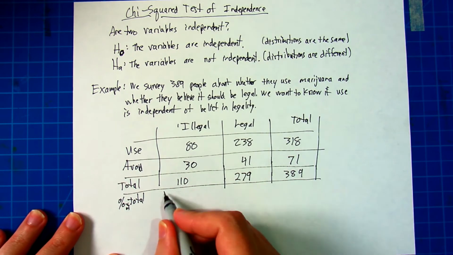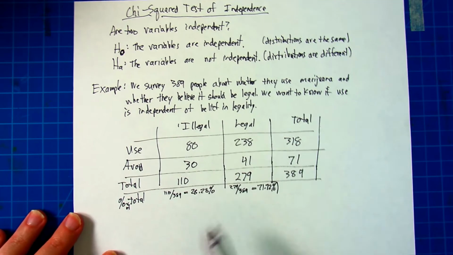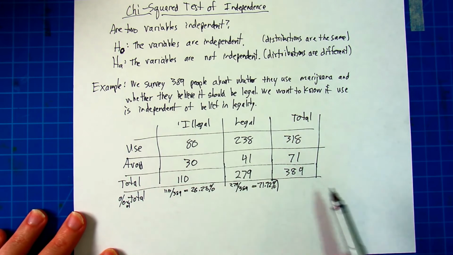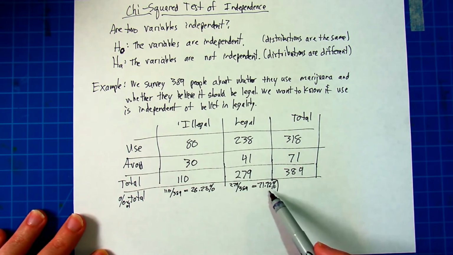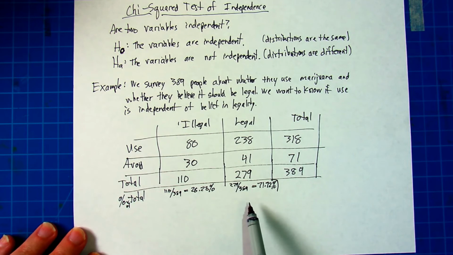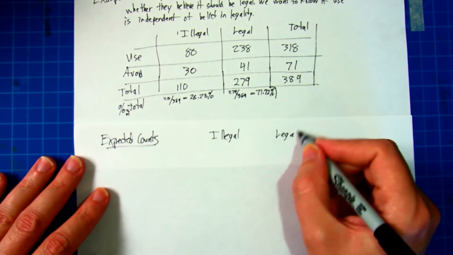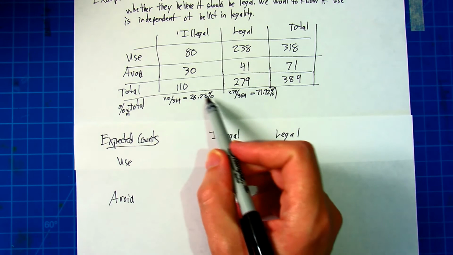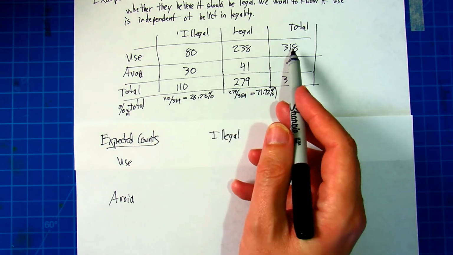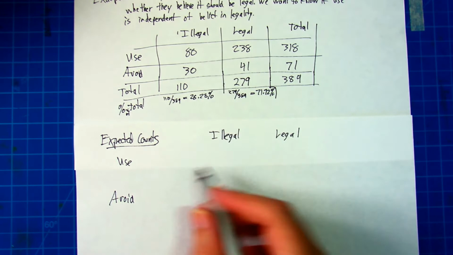So the first thing to do is just come up with the overall total. So our overall total is 28.3% of people believe it should be illegal, 71.7% believe it should be legal. So we're going to use this, similar to the previous one, to come up with expected counts for the whole table. The way we do that is we multiply this total percent by the row totals to get the expecteds for each of these.